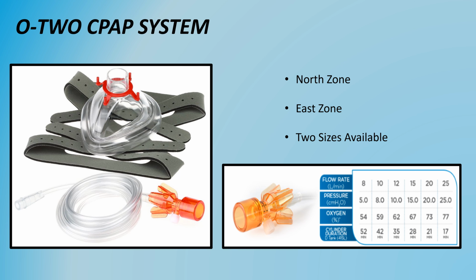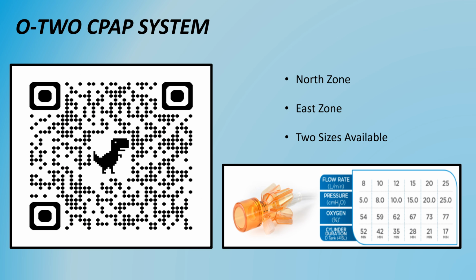So given this variability in the different sets of instructions, I would suggest setting a starting flow rate of 5 liters per minute just to help that patient gain compliance and gain good lung compliance and hopefully a little bit of improvement. I also have here a QR code linked to a YouTube video demonstrating setup and use of the O2 CPAP system. I'll give you a few seconds to scan this code with your phone if you wish to watch it.